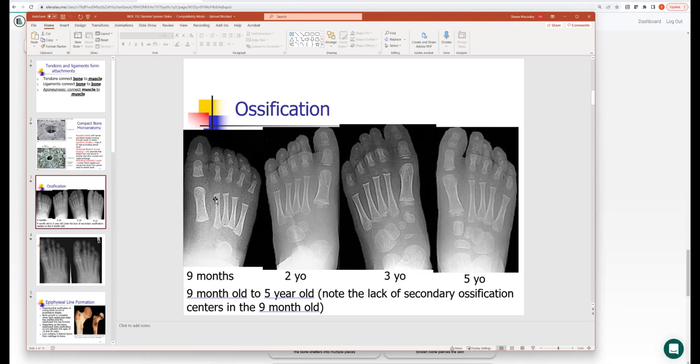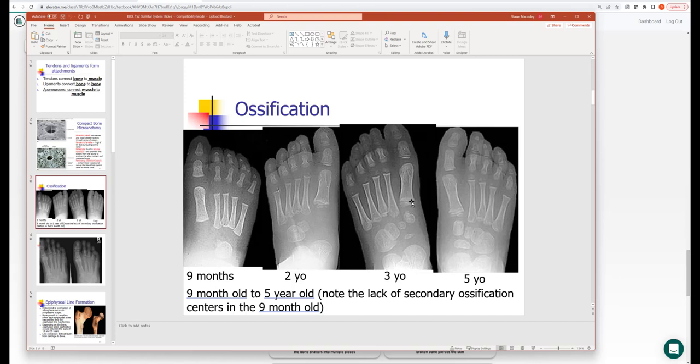But I want you to see, here is a 2-year-old, right? And then a 3-year-old and a 5-year-old. Look with me just at a couple places. Look right here. See that gap? That is a growth plate. Now you can see it on many of these. Here's a great example here. Here's a growth plate. See how there's a gap in the bone?